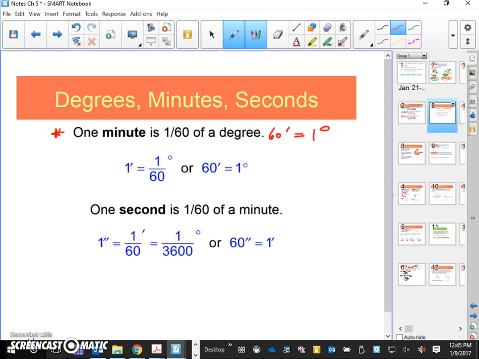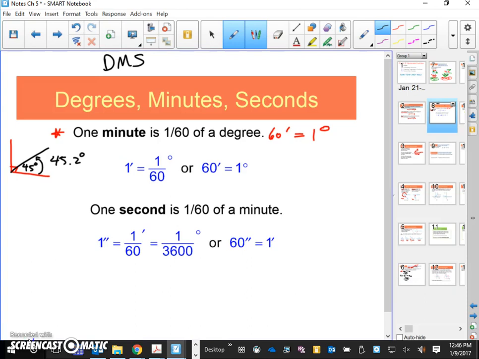So this is 90 degrees, right? So maybe that's 45 degrees, or maybe it's 45.2 degrees. We don't know. We've got to have a way of handling decimals without a calculator, and that's what the DMS is going to do. DMS: degrees, minutes, and seconds.